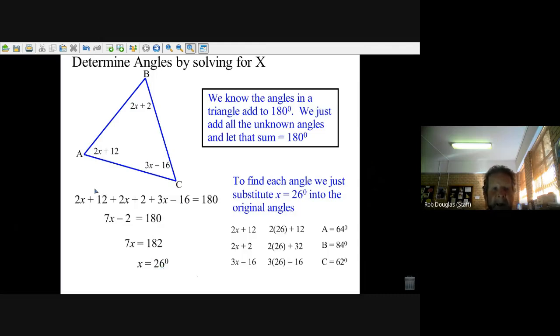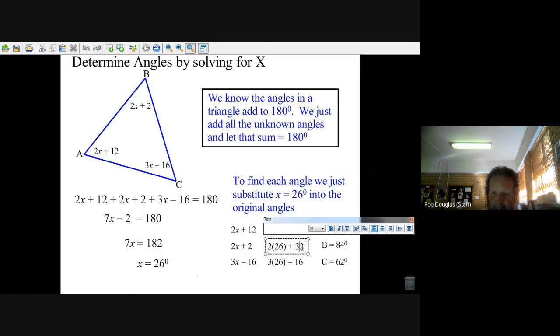Okay, now you take these expressions. Now we're going to figure out what each one of these angles is. There's 2x plus 12, there's 2x plus 2, and 3x minus 16. And all we do is we substitute 26 in there for x. So we go 2 times 26 plus 12, and we get 64. That's the angle A.